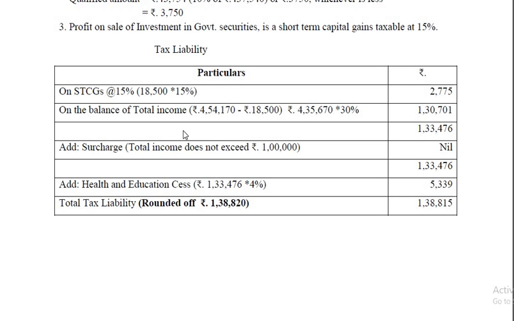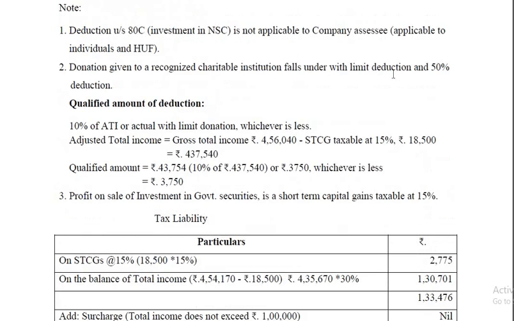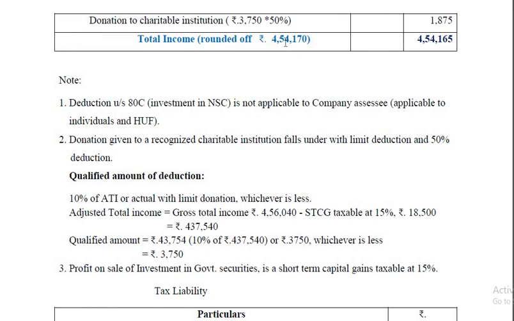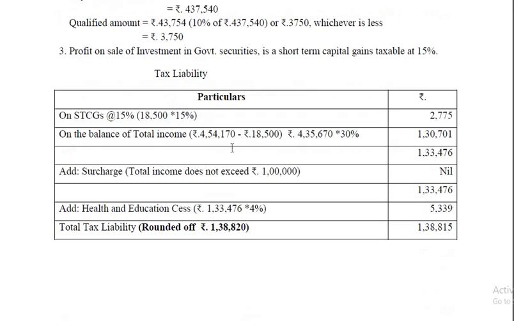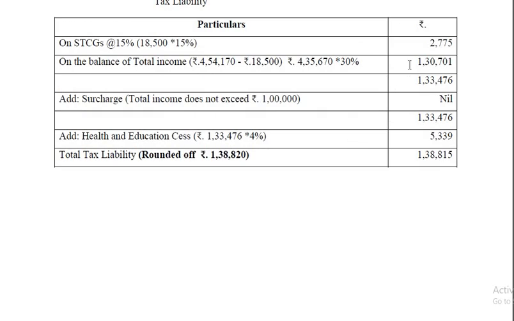4,35,670. How you got that? 4,54,170 is the total income. Less the short-term capital gain 18,500. So you'll get 4,35,670. On that 30%, we assume that it's a domestic company. So you'll get 1,30,701. So totally 1,33,476. Add surcharge to that.